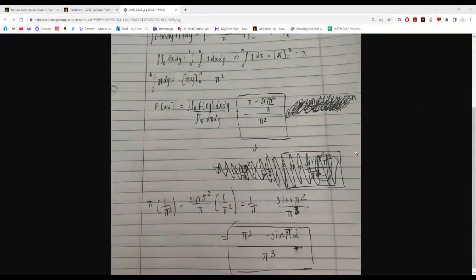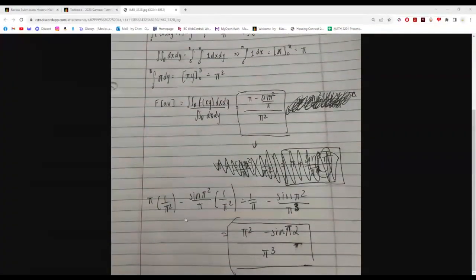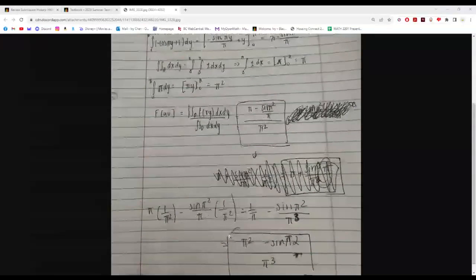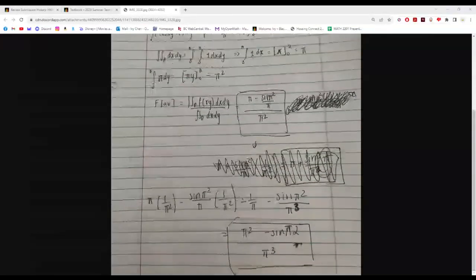I simplify it. And you get 1 over pi minus sine pi squared over pi cubed. And if you want to just put everything under pi cubed, I just make it 1 pi squared.